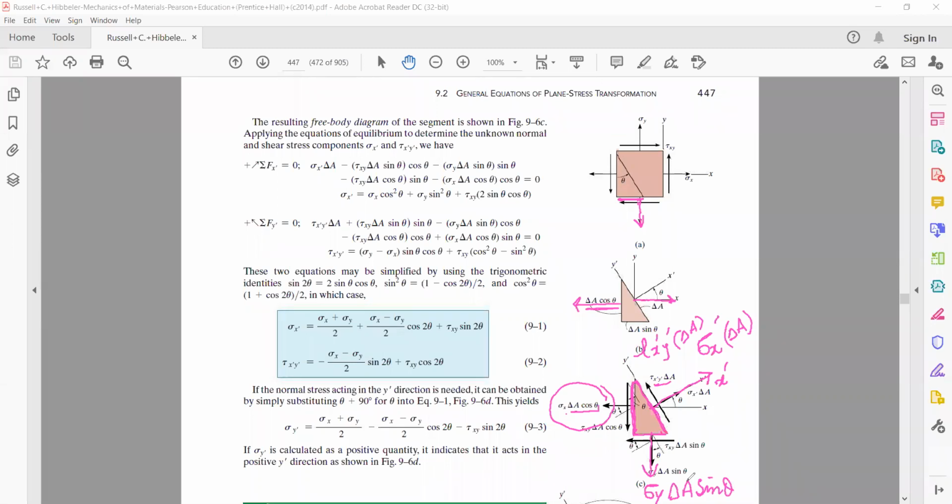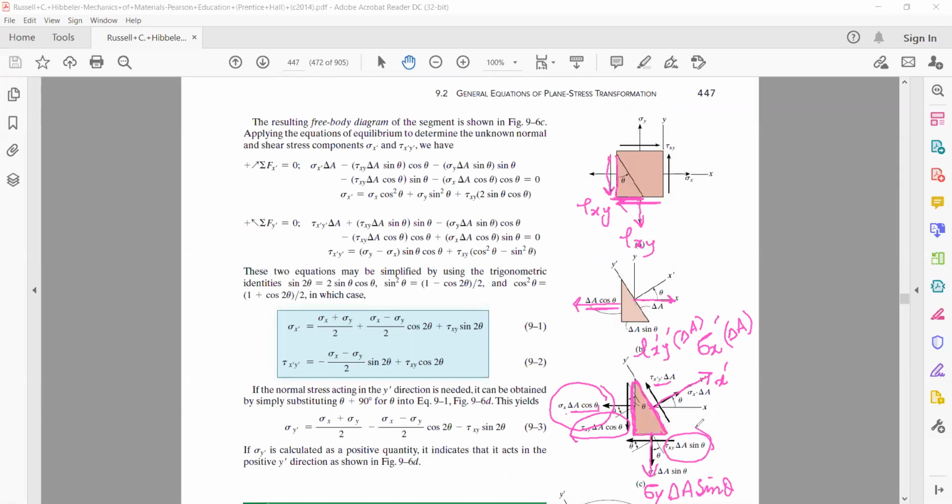Apart from this, on this face we have shear stress acting. This is tau xy. How much will be the force in this direction? It will be tau xy multiplied by this area, that is delta A cos theta. That is, tau xy delta A cos theta. In the same way, on the bottom surface of this wedge, you have shear stress acting as tau xy. How much will be the force? Tau xy multiplied by the area of this face, that is tau xy into delta A sine theta.